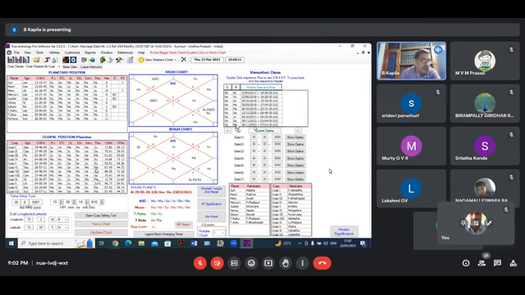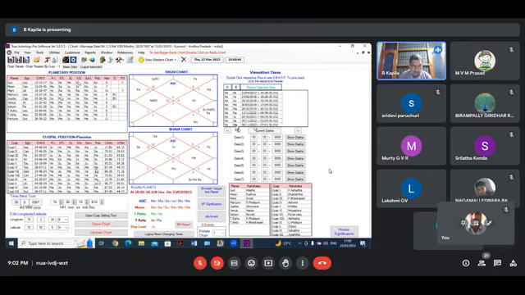Now, if you look at Mercury here in the present chart, Mercury is in Venus star, Mercury is in Ketu sub, and Mercury is in Venus sub. Mercury does not have a PS.